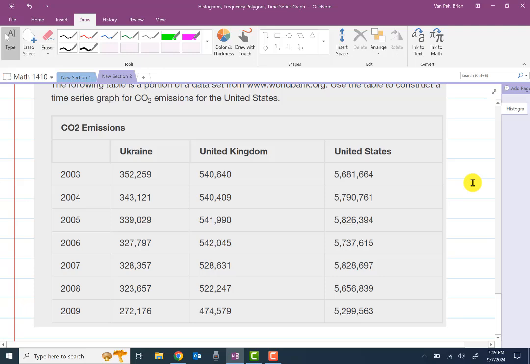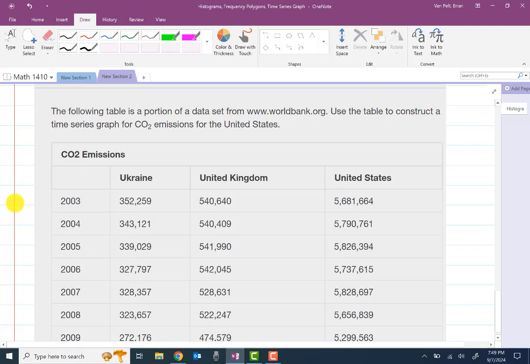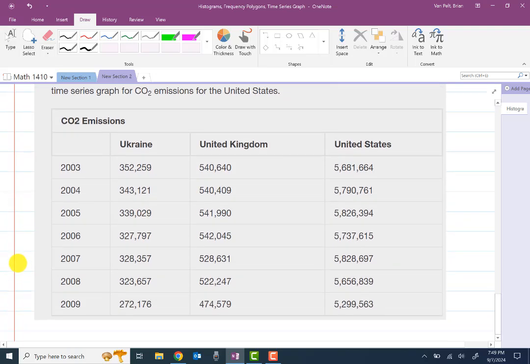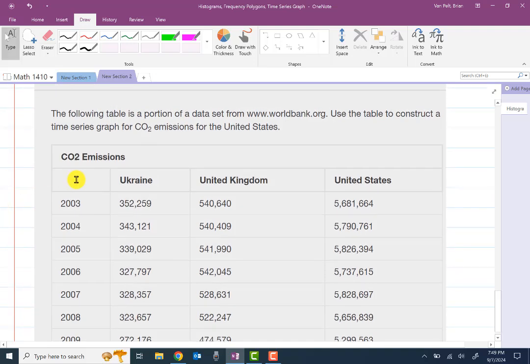Now the last style of graph that we're going to be using is the time series graph. These are useful if we're seeing things like trends, seeing how things are tending to go. So here, we have CO2 emissions for the Ukraine, the United Kingdom, and the United States. For the United States, they want us to make one of these time series graphs. So it's the same style of look to begin with. I need axes just as I did before.